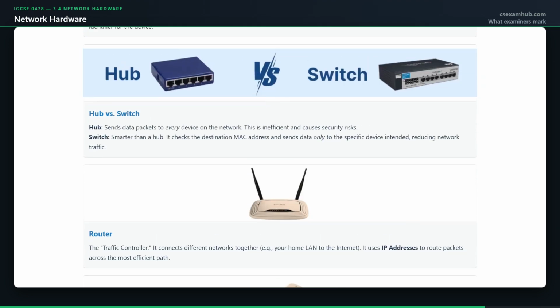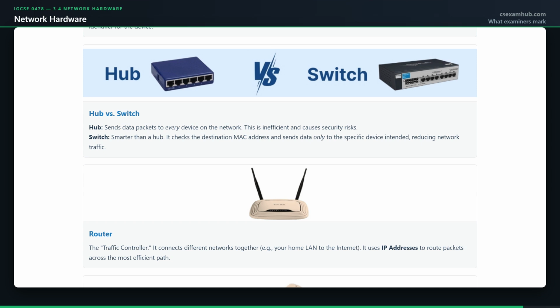4 things to take away, and they are the confusions that cost marks. First, hub against switch. The hub sends data to every device. The switch sends it only to the intended recipient using the destination MAC address. Say MAC address explicitly. Second, switch against router. The switch works within one network using MAC addresses. The router works between networks using IP addresses. Third, bridge against gateway. Same protocol means bridge, different protocols means gateway.